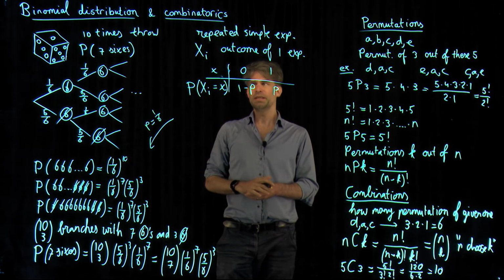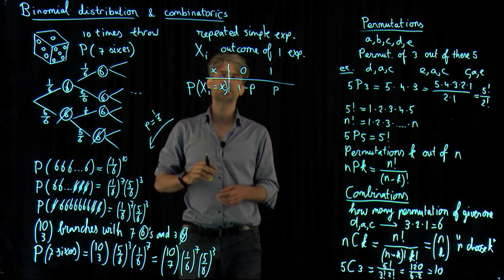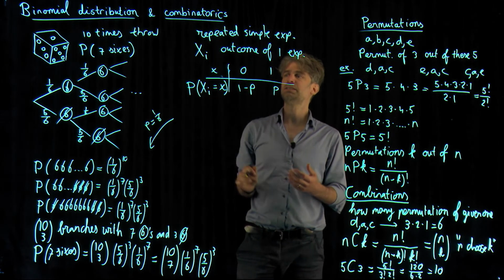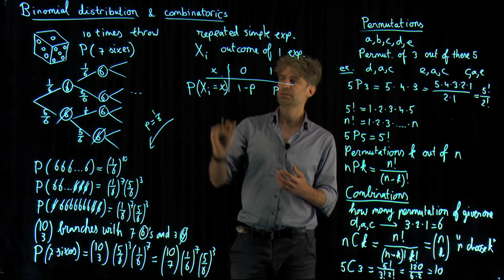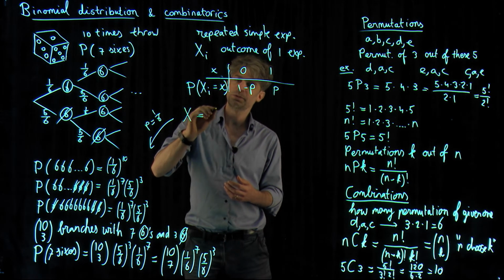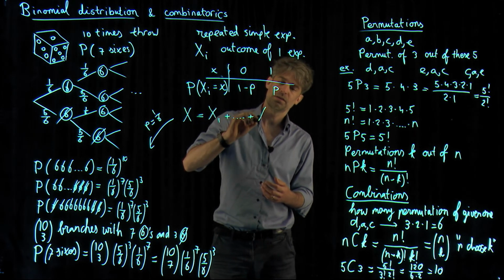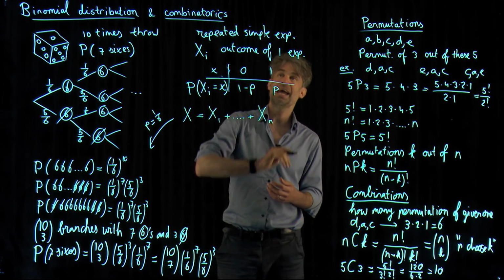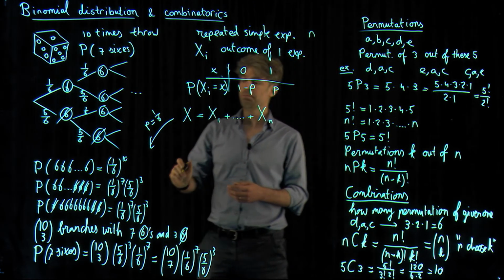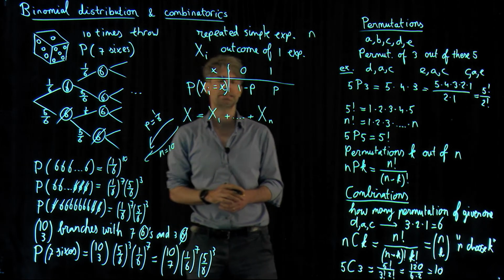Now you are interested in the total number of success cases, and that means you look at the sum of all these different xi's. So we're looking now at the random variable X, which is the sum of these up to n. n is the number of repetitions, and in our example here we have n equals 10. You throw 10 times.